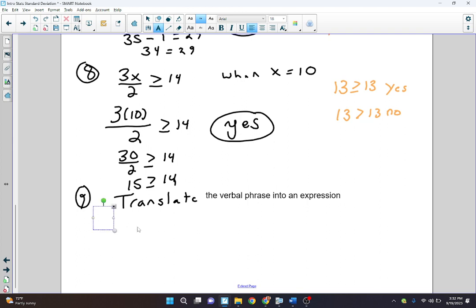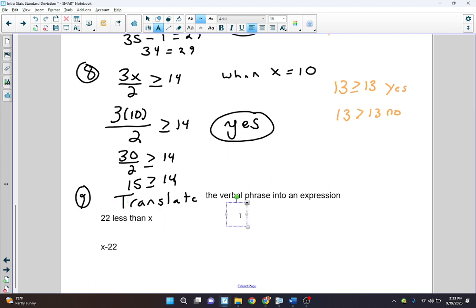So, for example, 22 less than x. What's our answer in this case? 22 less than x? Yeah, x minus 22. No, it's not 22 minus x. With the algebra, it's x minus 22. In this situation, 22 less than x is x minus 22.